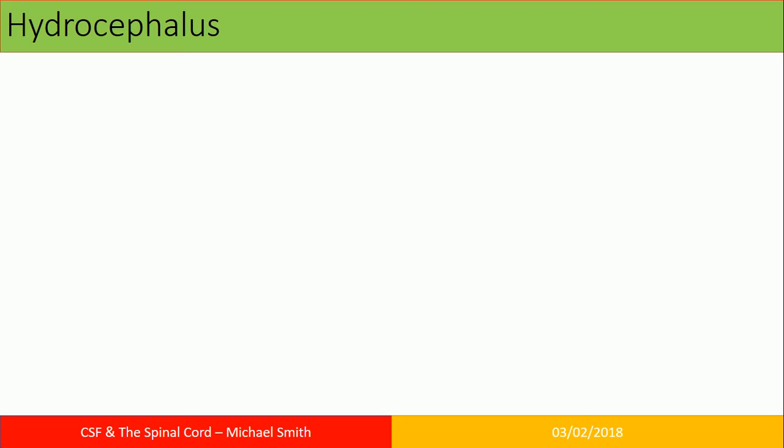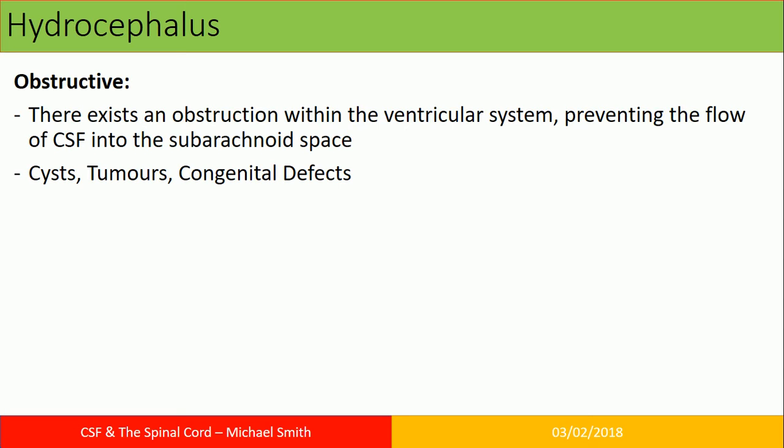So now we move on to hydrocephalus, which is a problem with the CSF, and literally means fluid drain. So we have two different types of hydrocephalus. The first is obstructive, and this, unsurprisingly, is when there's an obstruction within the ventricular system, and this means that the CSF can't flow effectively but is still being produced, and so you have this excess of fluid.